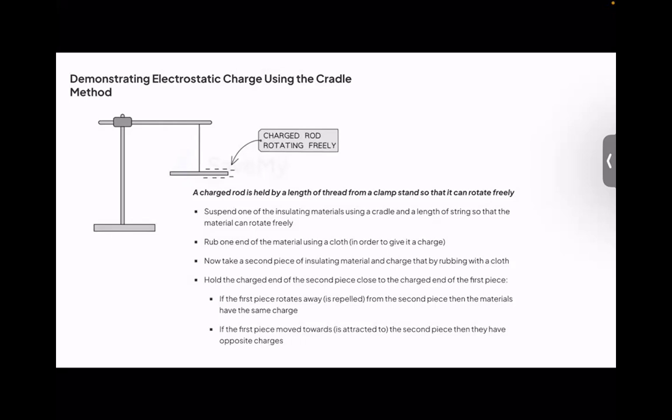We are given the stand over here and an insulating material suspended. Once it's suspended using a string, obviously you'll have to give all the little details, and this will be important for your ATP as well. They do ask you these kind of questions in your alternative to practical. So you will use a string to hang this insulating material, and then you will rub one end of it only with a cloth.